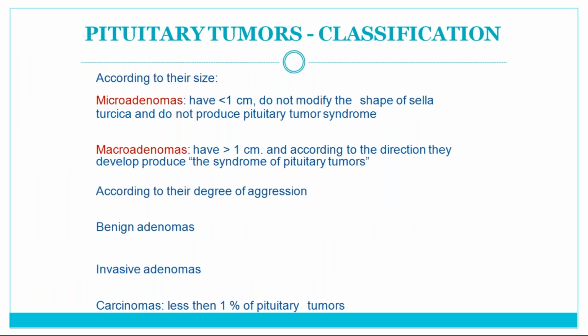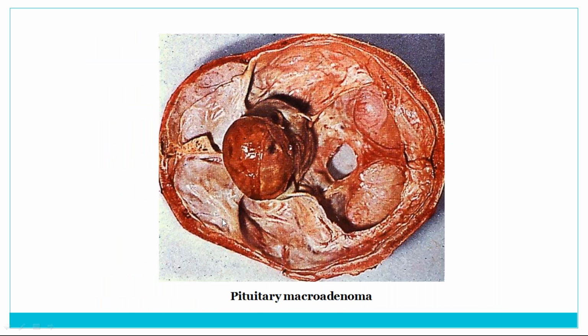Okay. So we have already discussed the classification of pituitary tumors. Micro will be less than 1 centimeter. Macro will be more than 1 centimeter. And the other classification is benign and malignant. You can see a big pituitary adenoma.